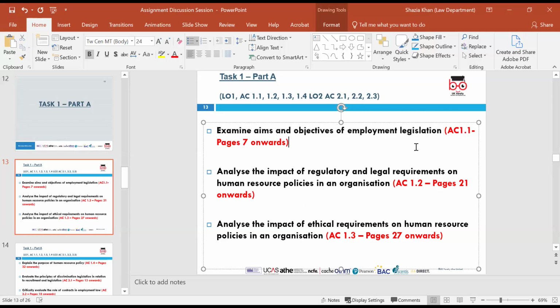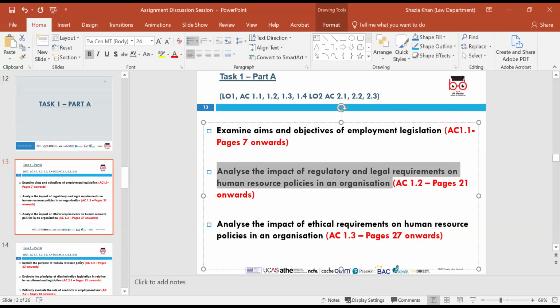Then that is AC 1.1, page 7 onwards. Then the second part of it, which needs to be in a heading, you need to analyse the impact of regulatory and legal requirements on human resource policies in an organisation. And again, that is learning outcome 1, and you need to look at AC 1.2.